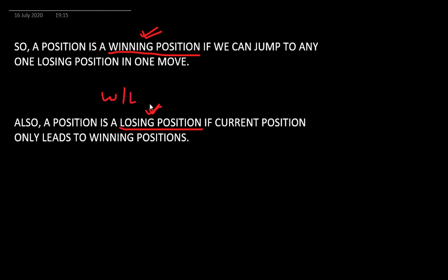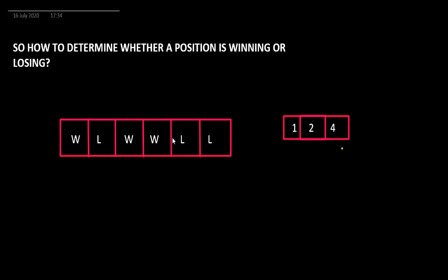So let's see how we'll do this. As I had discussed earlier, we need to find out whether each position is a winning or a losing position. Our end goal would be to only find out whether the first position is a winning or a losing position. If the first position is a winning one, then Chef wins the game, else Chef loses the game. So let's find out how we'll determine whether each position is a winning or a losing one.